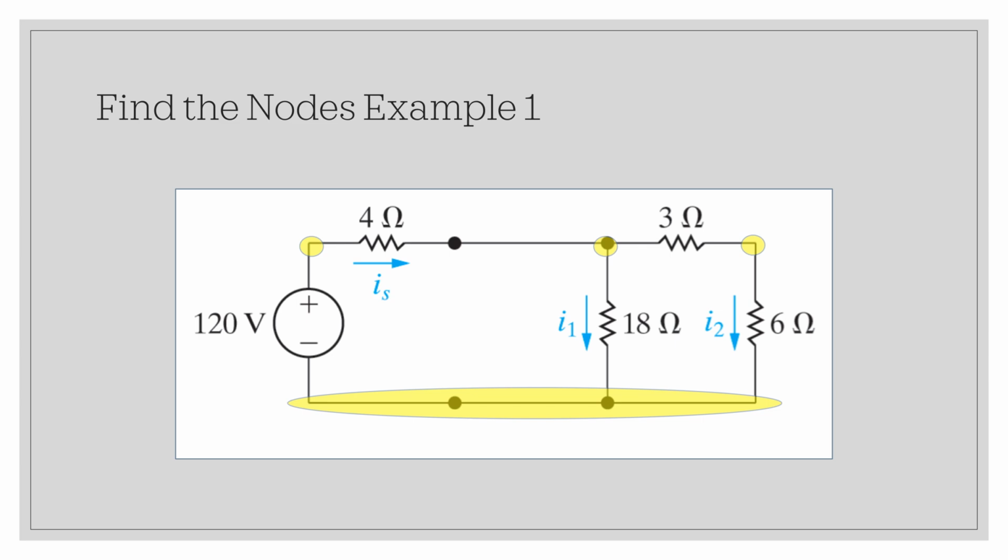So let's take a look at the bottom node, and let's look at the current that's entering or exiting this node. The voltage source has a current that's going in this direction, so it is leaving the bottom node. The 18 ohm resistor has a current that's entering this bottom node. And the 6 ohm resistor has a current that is also entering the bottom node. So the bottom node has 2 currents entering and 1 current leaving the node.